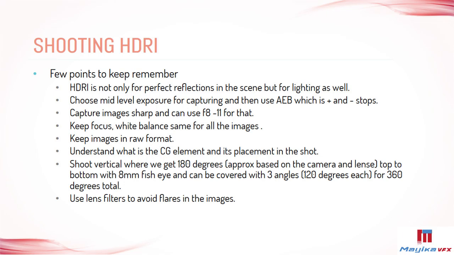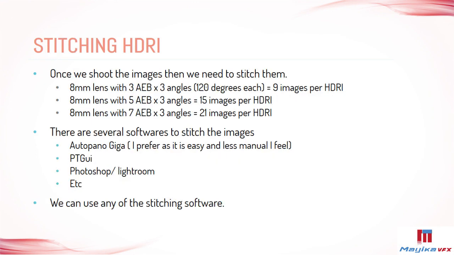It is very important to understand the CG element, like where we need to place the CG element, what the lighting conditions are there and which lights are affecting it. Based on these things, we can judge properly and we can click the HDRIs properly. Also try to use the camera vertically, because it gives you 180 degrees from top to bottom, whereas horizontally three angles are good enough, 120 degrees each to cover 360 degrees total. Also it is very important to understand the shot requirement. So once the shooting part is done, now it's the stitching of HDRI.